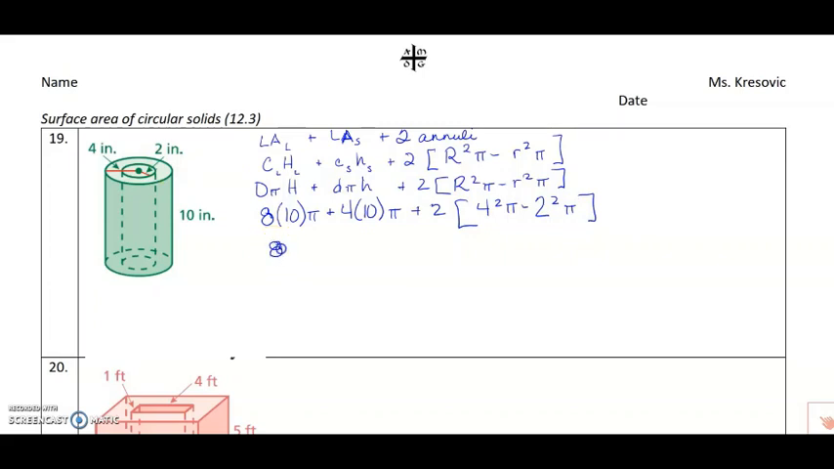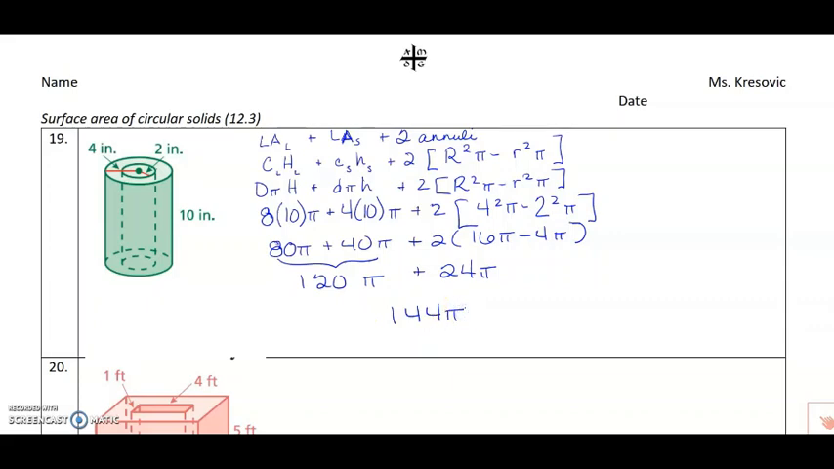So we have 80 pi plus 40 pi plus 2 times 16 pi minus 4 pi. That would be 2 times 12 pi. And this is 120 pi. So then we have 144 pi inches squared.